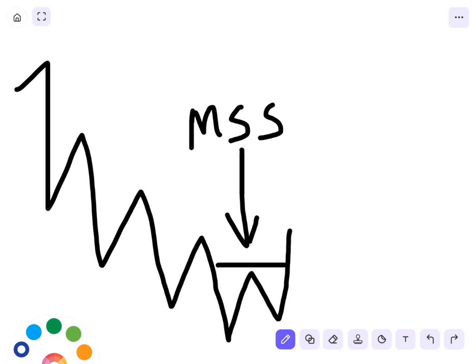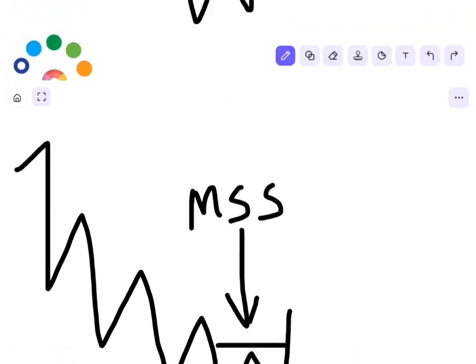So when the market fails to close below a lower low or above a higher high, have it in mind that the market maybe wants to drop to the downside or push to the upside. In this situation, the market fails to do so. So that initial movement closing above that previous high is what we call a market structure shift, because the market has failed to close below the lower low and it has closed above the lower high. So that is what they call a market structure shift.